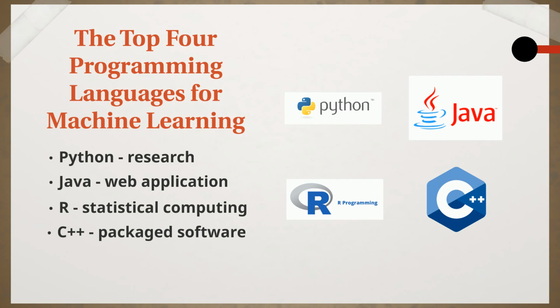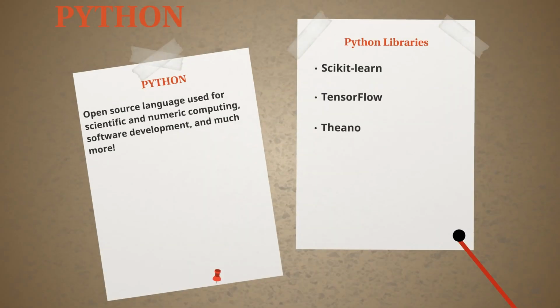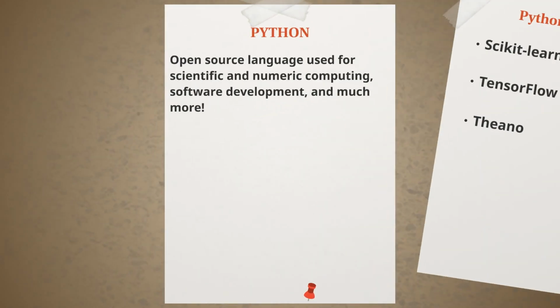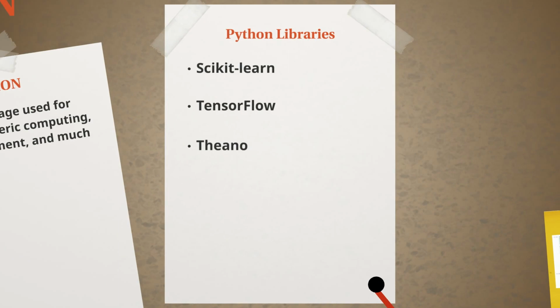But let's dive into each one of these languages a little bit more and highlight some of the areas and libraries that they're used with. The first one we're going to talk about is Python. Python again is an open source language used for scientific and numeric computing, software development, and much more. Some of the good libraries that Python does use, and the strength of Python is really in its libraries. There are so many different open source libraries that have been developed.